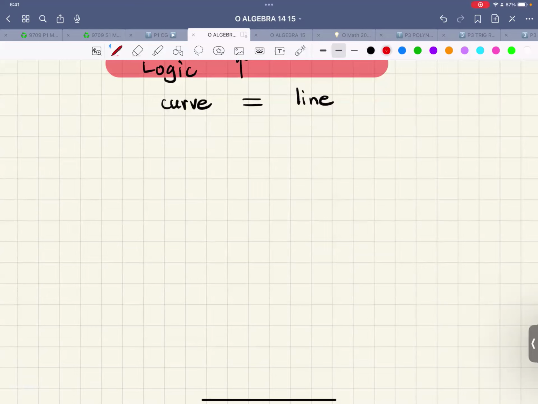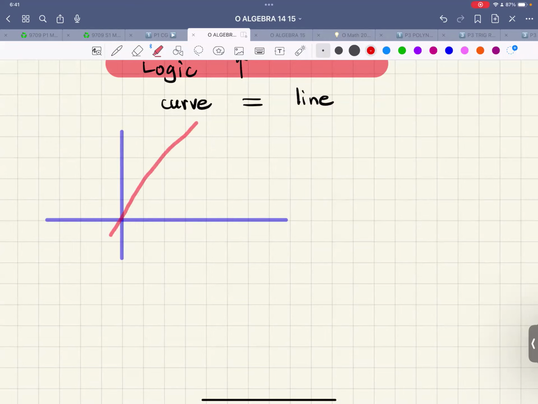Let's say, let me draw a grid first. So I'm drawing a grid over here. And let me draw a line, y equals 2x. So this is the line, y equals 2x. Let me make it more appropriate. And I'm joining this point with this point and this point.